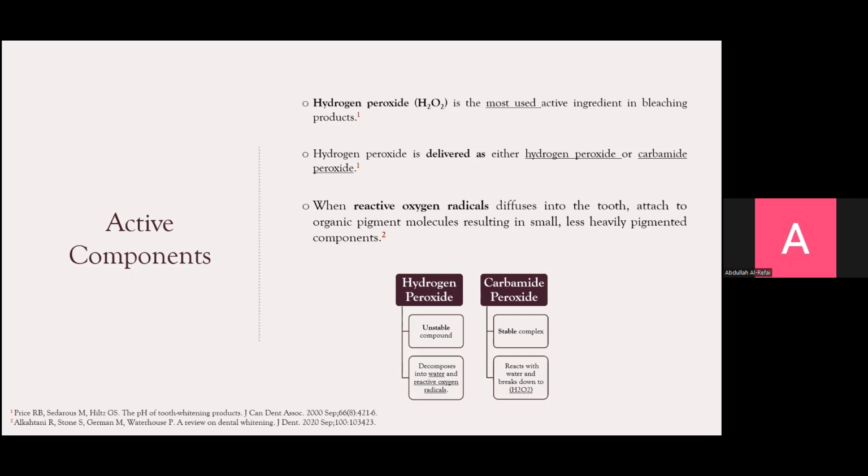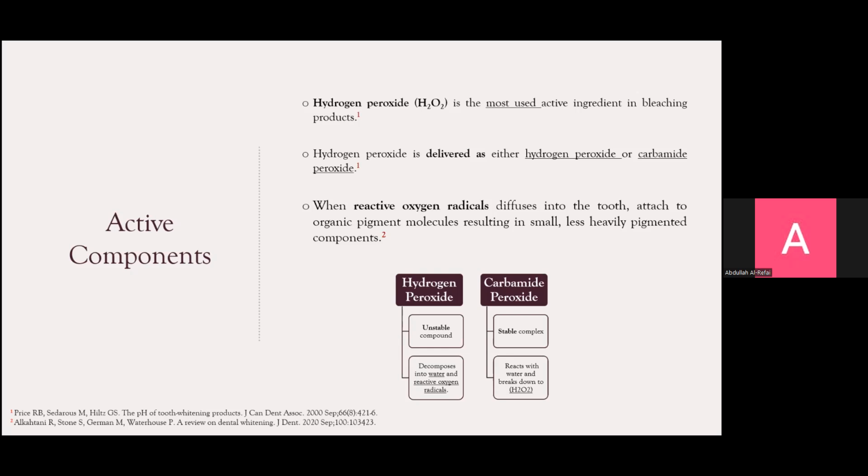Now, bleaching agents, either hydrogen peroxide or carbamide peroxide, break down into reactive oxygen radicals, which will diffuse into the tooth structure and attach to the organic pigment molecules. They will dissolve these molecules and result in whiter tooth structure. Okay, now what are the differences between hydrogen peroxide and carbamide peroxide?